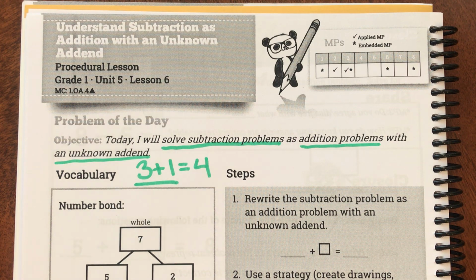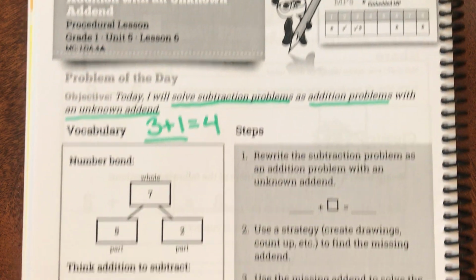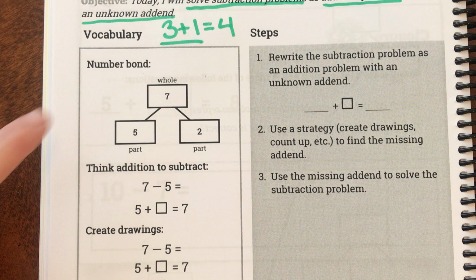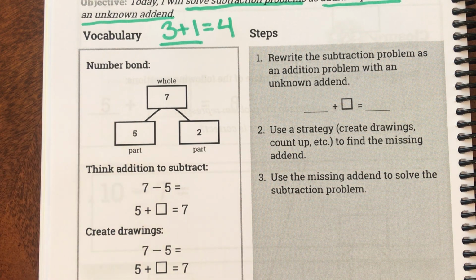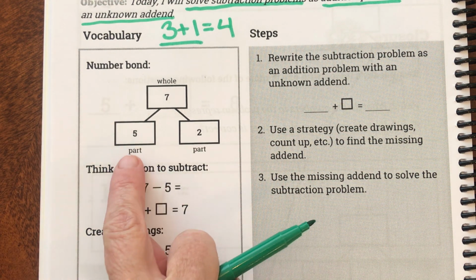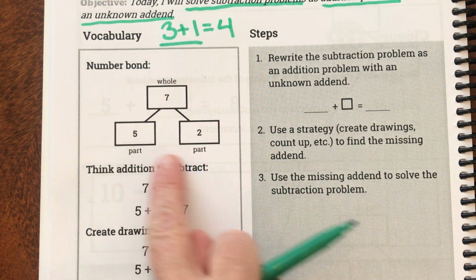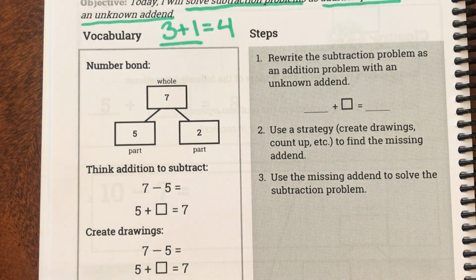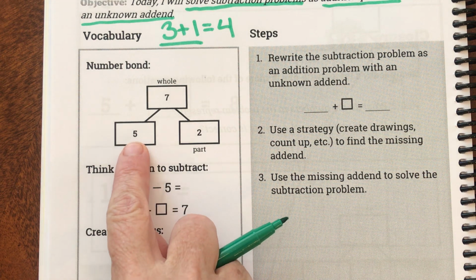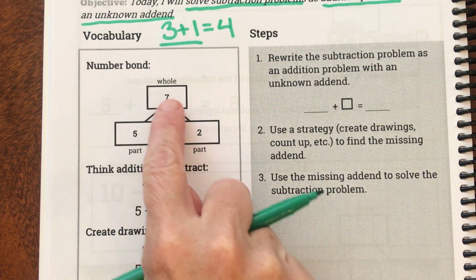Okay, let's look at our vocabulary because it's really important today. Today we're going to be using a number bond. A number bond is part equals the whole. Now the really neat thing about the number bond is that using a number bond, you can make what we call sometimes a fact family. So the part plus the part equals the whole.